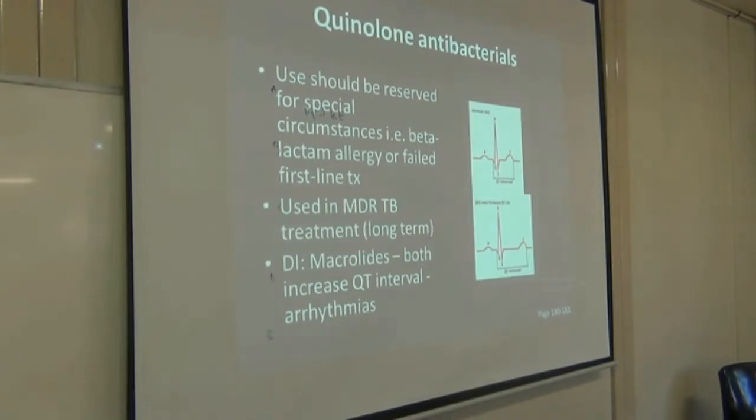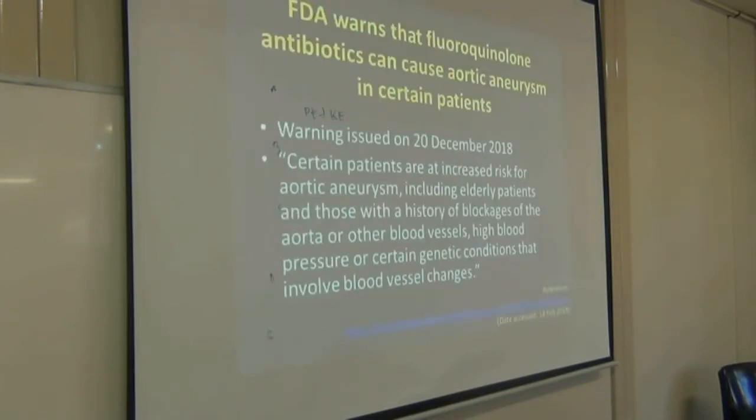If you have a beta-lactam allergy, you will use moxifloxacin in a pneumonia of someone that is allergic to penicillin. It's not first-line treatment. It's used in TB also. And it has got a drug interaction with your macrolides. Remember, both of these drugs increase QT intervals in the ECG, okay, which can precipitate arrhythmias.